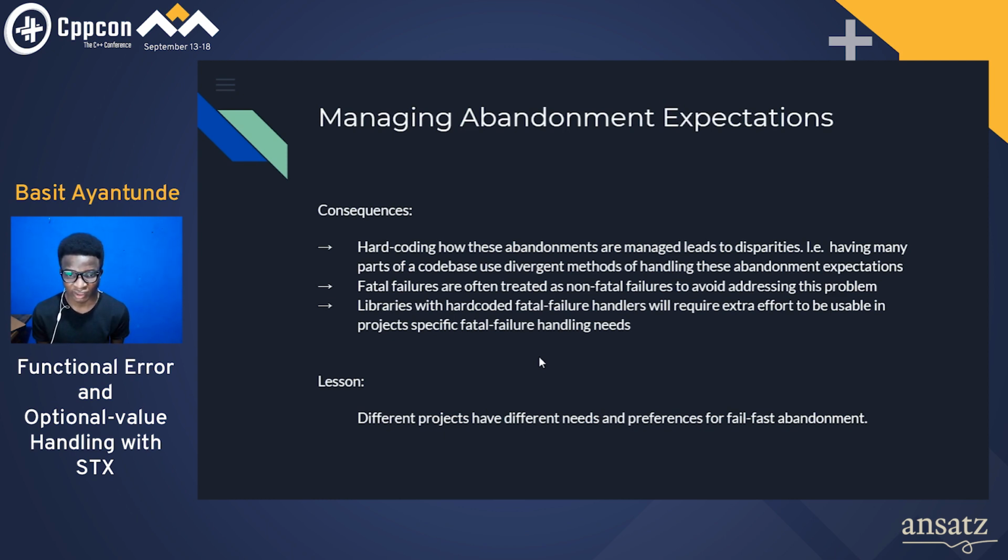They just leave it to the main thread and assume the user knows that it's a fatal failure. So libraries with hard-coded fatal failure handlers often require extra effort to be integrated into other projects. And I think the important lesson we've learned here is that different projects have different needs and preferences for fail-fast abandonment. This is especially visible in the embedded and operating system space, where the needs become more evolved beyond just logging to state error.